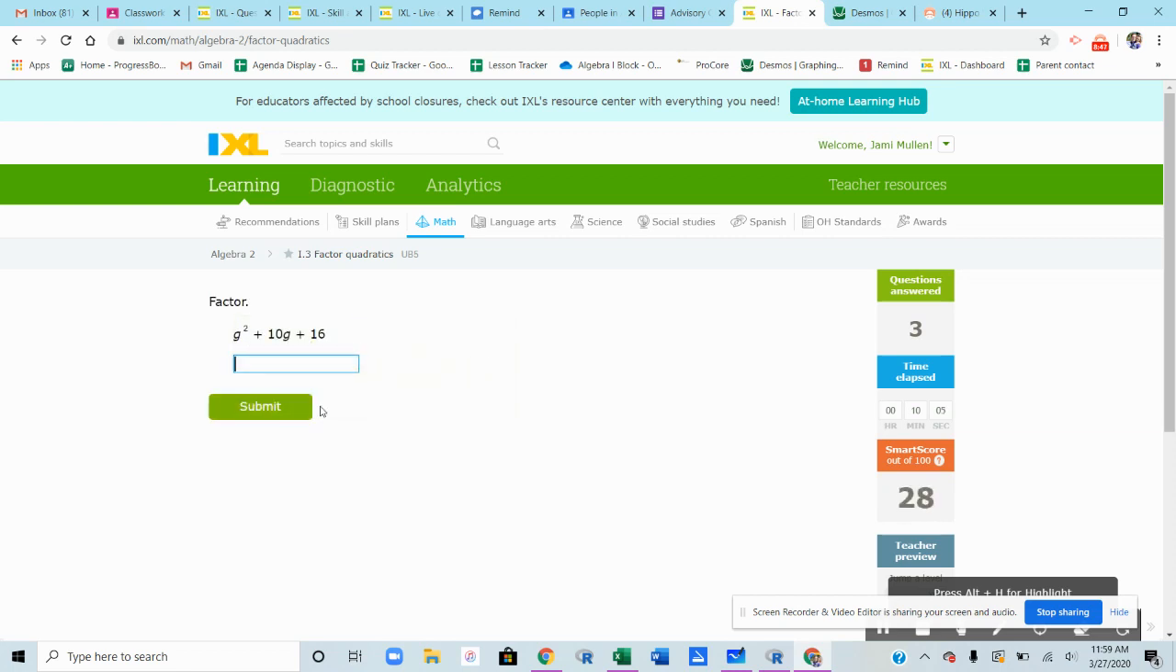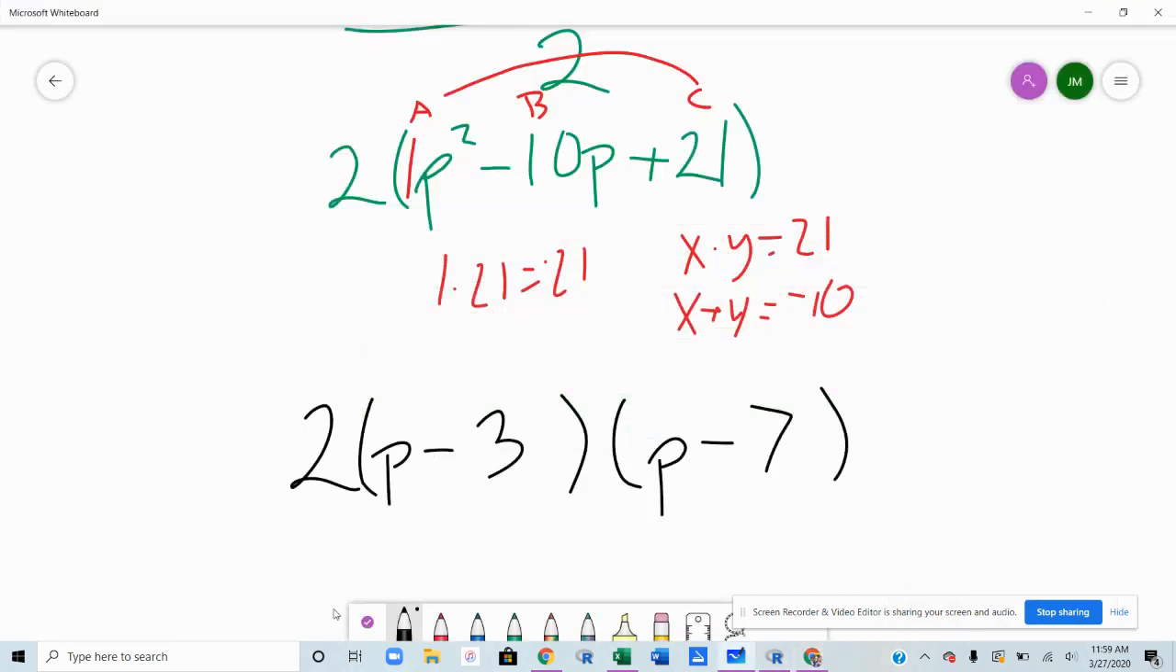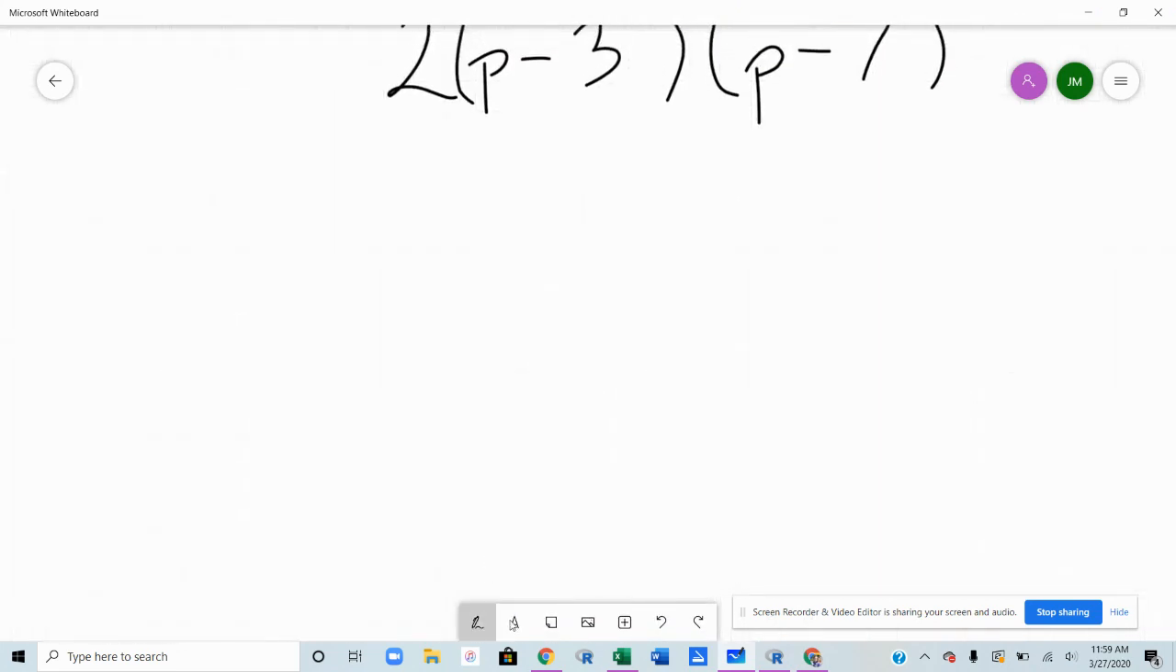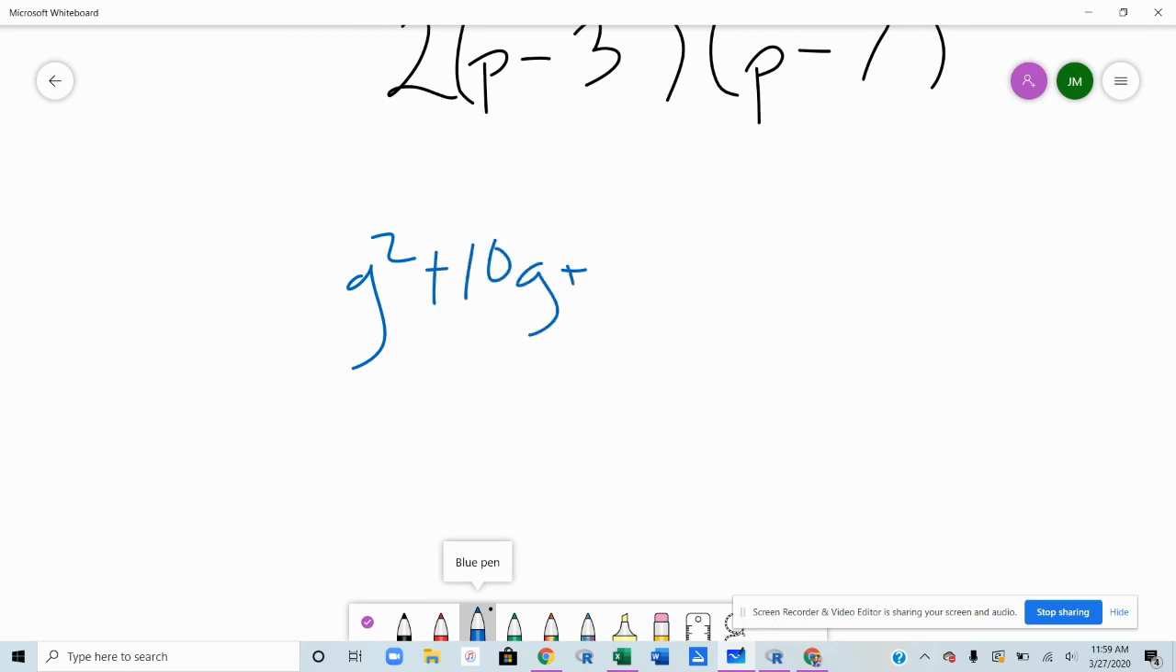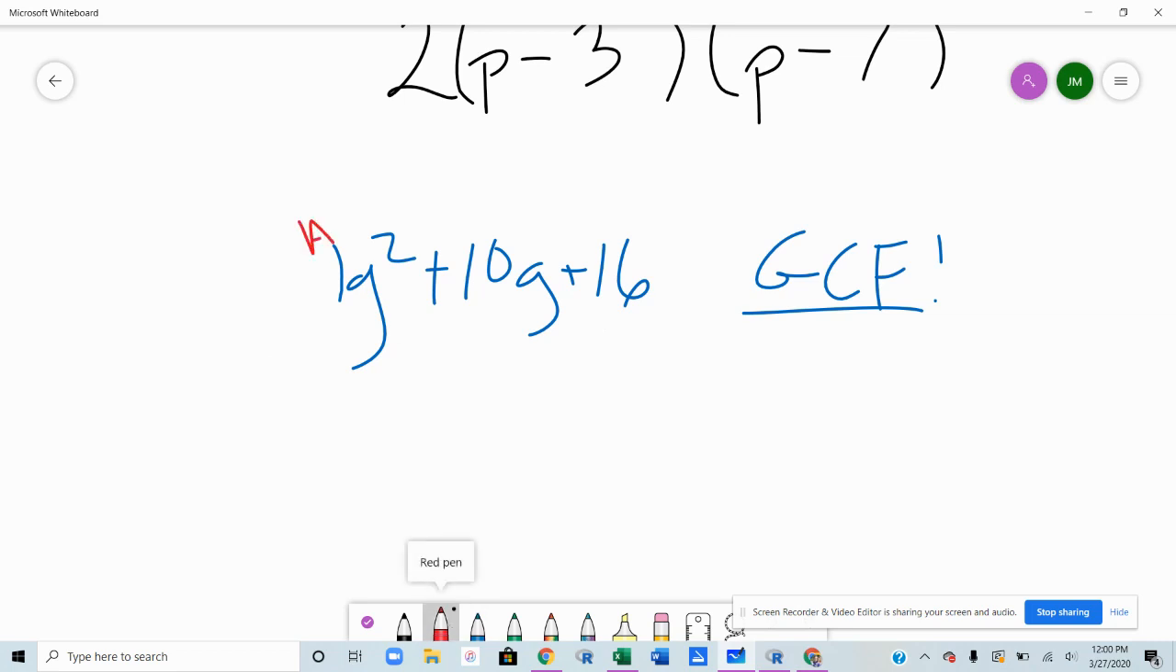One more example, and then you should be able to continue on your own. G squared plus 10g plus 16. Always start with GCF. I've got 1g squared plus 10g plus 16. 1, 10, and 16. That's just a 1, so that means nothing in common. G squared, G, and no G, so nothing in common, so no GCF. So now just identify A is 1, B is 10, C is 16.